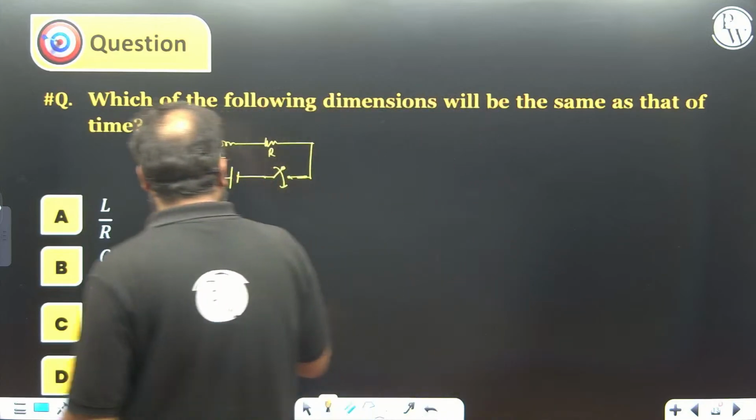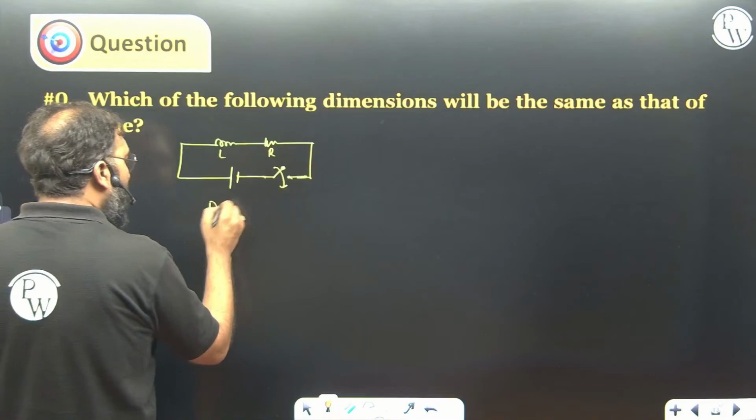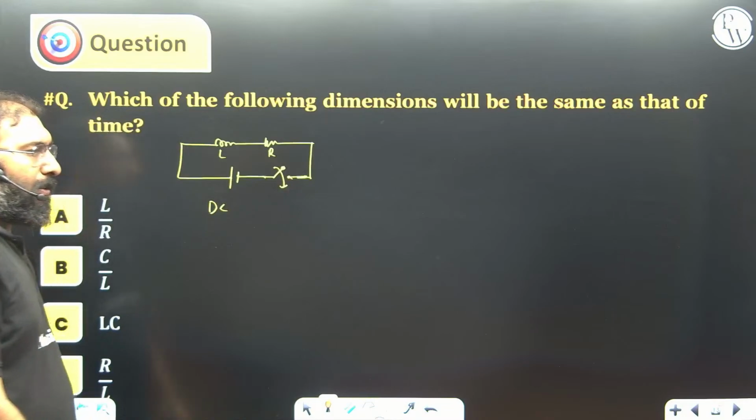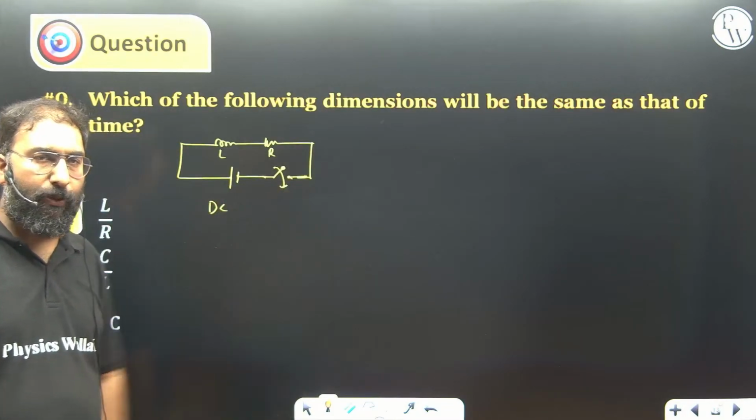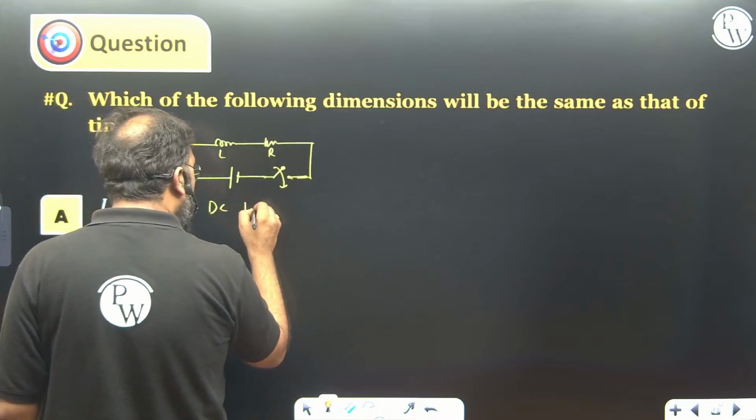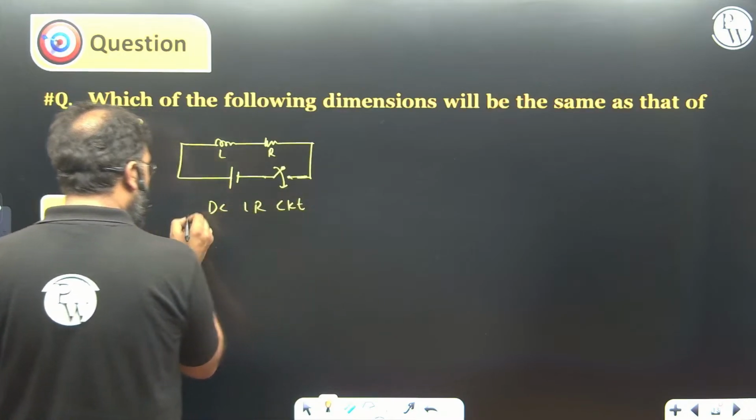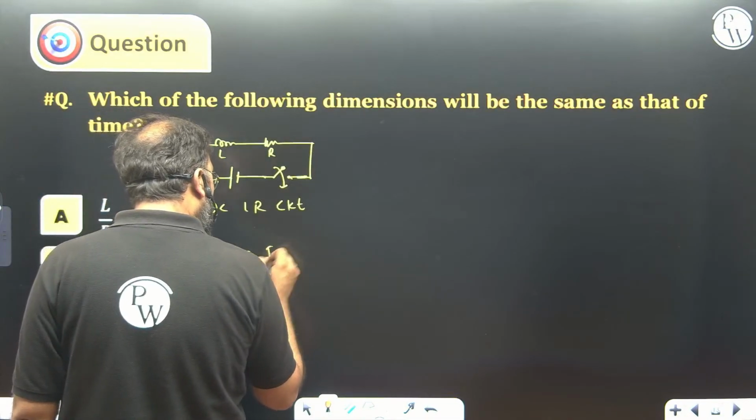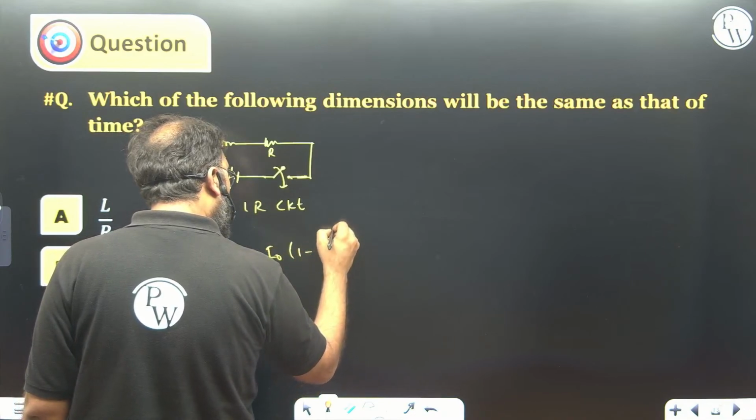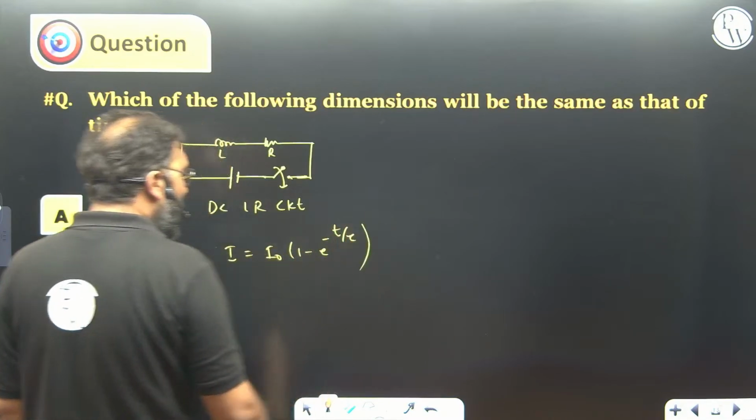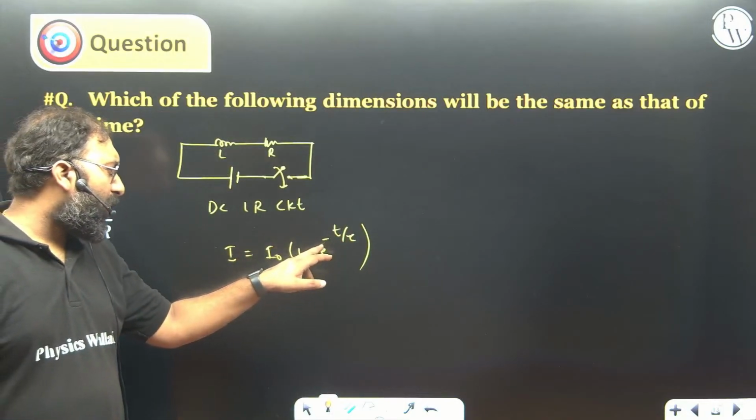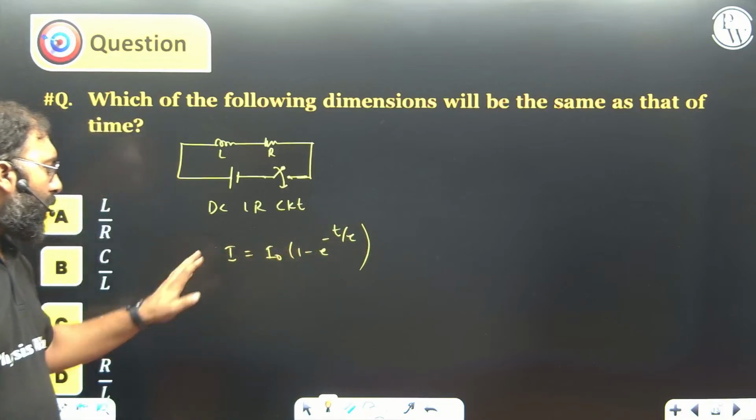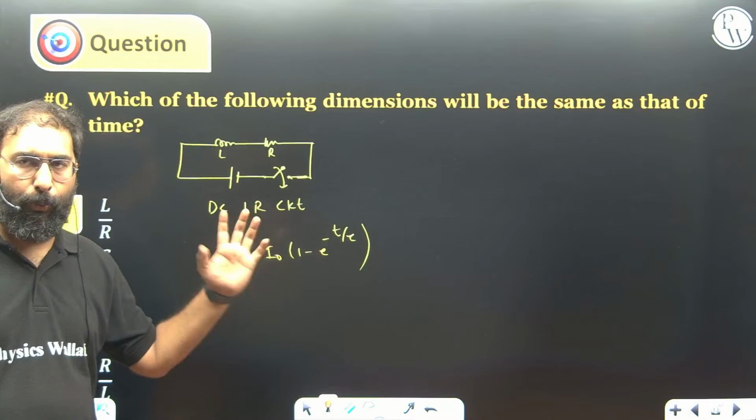If you understand this concept, we have studied it in the capacitor topic, or sometimes teachers prefer to teach it in current electricity also. So this is a DC-LR circuit. Here the equation is I equals I naught into 1 minus e raised to minus t by tau. At t equals 0, it becomes e raised to 0, that is 1. 1 minus 1 is 0. So the current at t equals 0 is 0 from this equation.